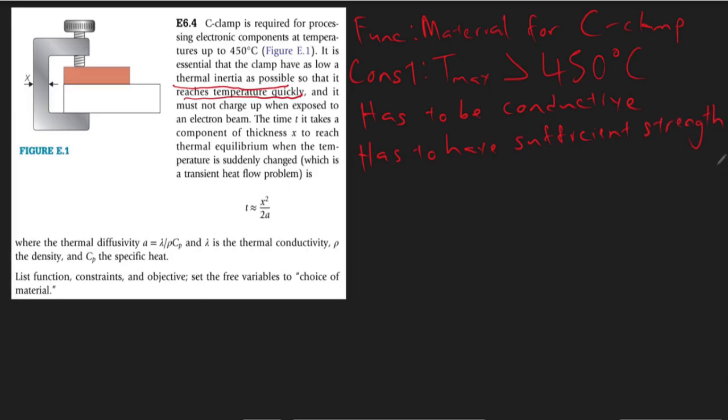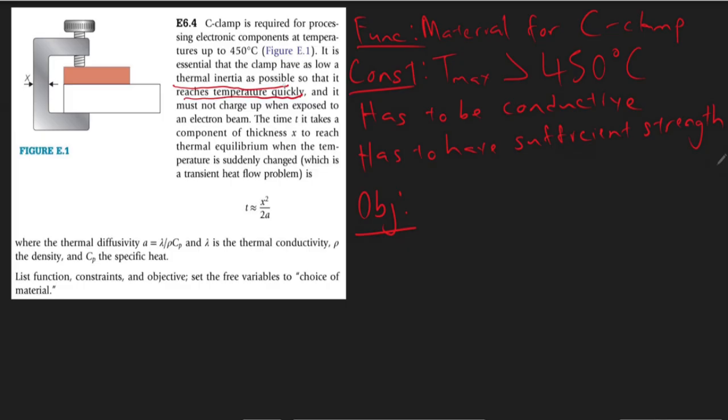So that's the last constraint. Let's look at the objectives. So this is the constraint, this is the function, this is the objective. If you look here, they said the objective of this G clamp is to make sure that the thermal inertia is as low as possible.